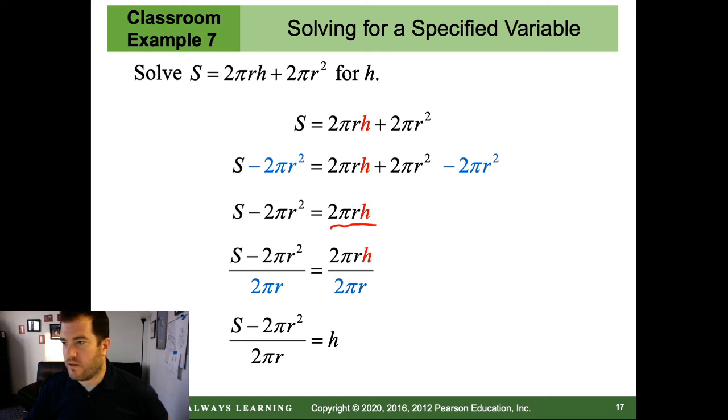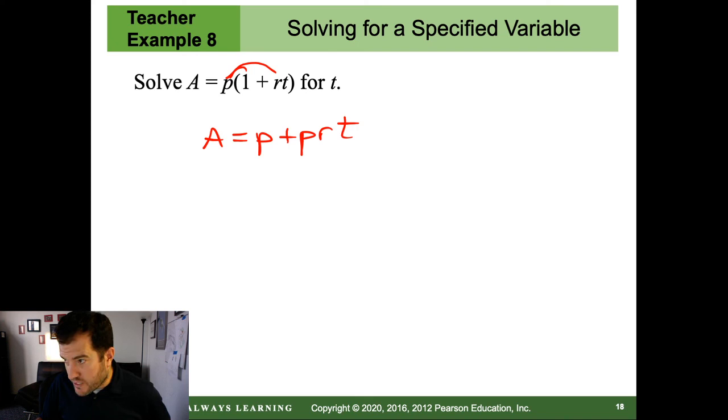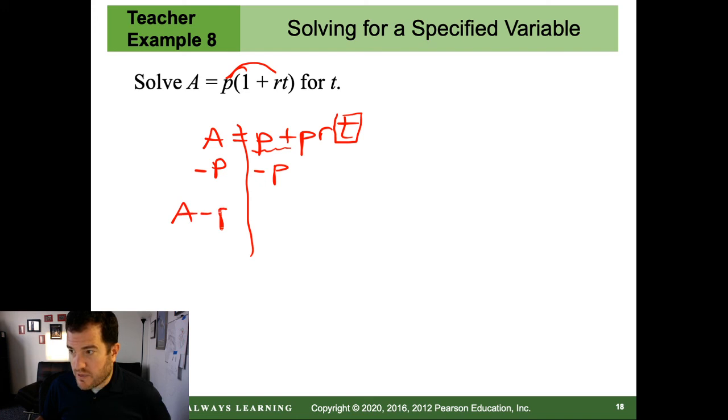Okay? The final example is this one. The first thing I would encourage you to do is to distribute it. So we get A equals P plus PRT. I'm solving for this variable. I have this guy that's kind of separate. So what I'm going to do first is subtract P from both sides. Again, the A and the P are unlike terms, so you can't combine them. And we're good to go.